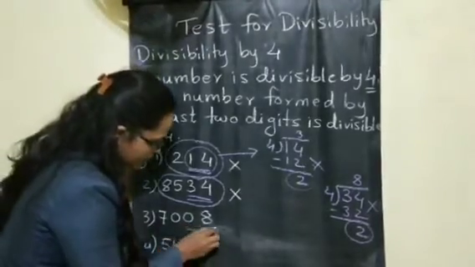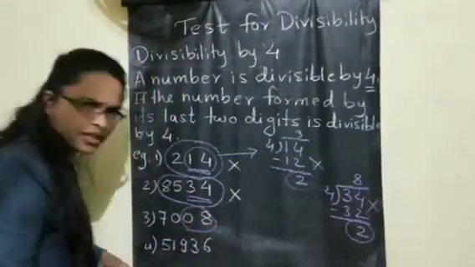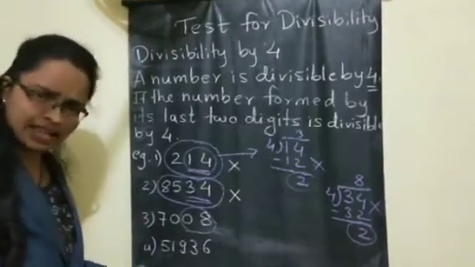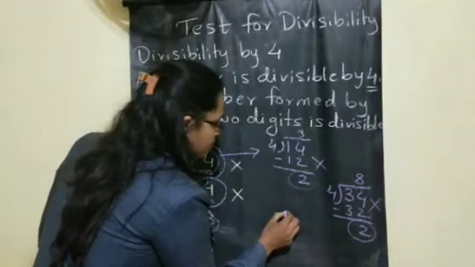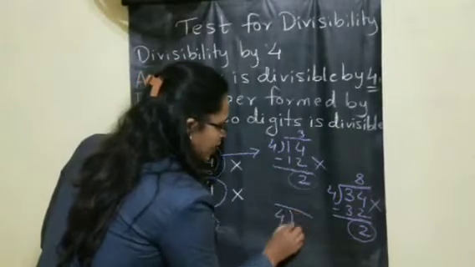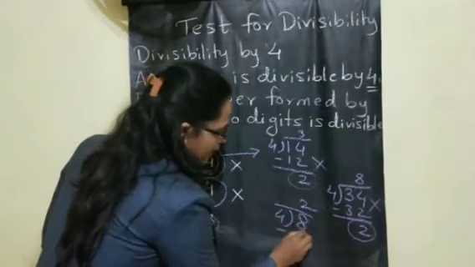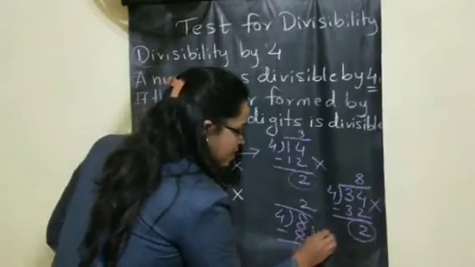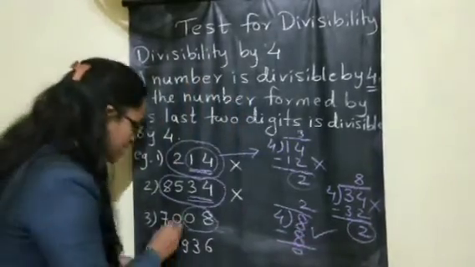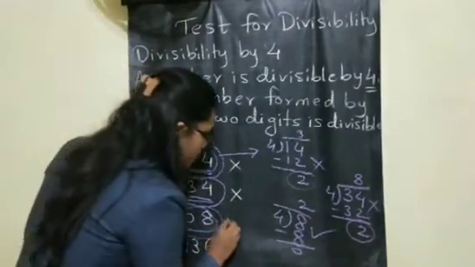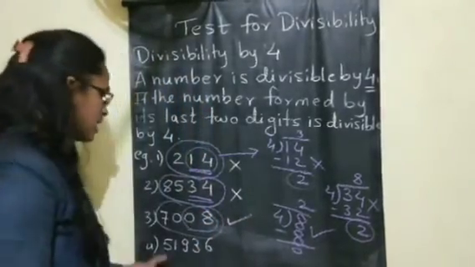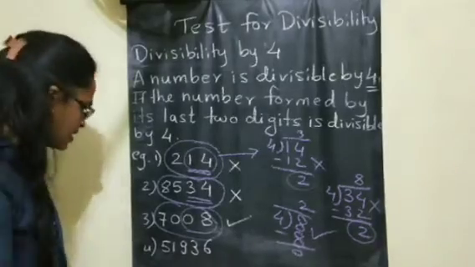Understanding? Now let us check the third example. 7008. Again select 2-digit number. 08 means 8. Okay. Now this 8 we have to divide by 4 and check. 4 2s are 8. Yes, it is exactly divided by 4. Means this full number we can divide by 4. It is possible. Understood? Let us check next example and see.